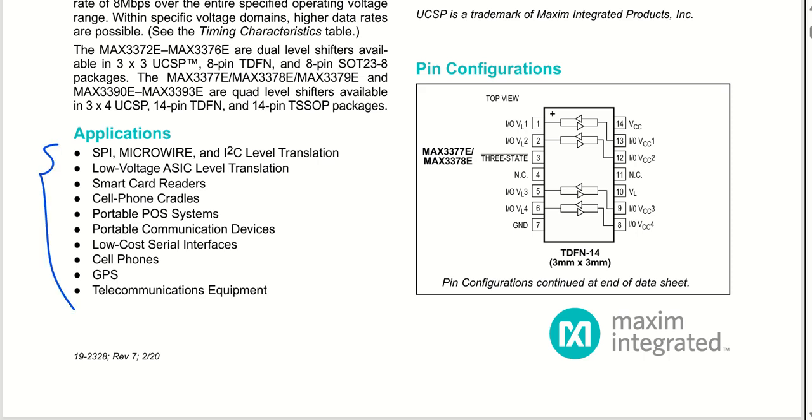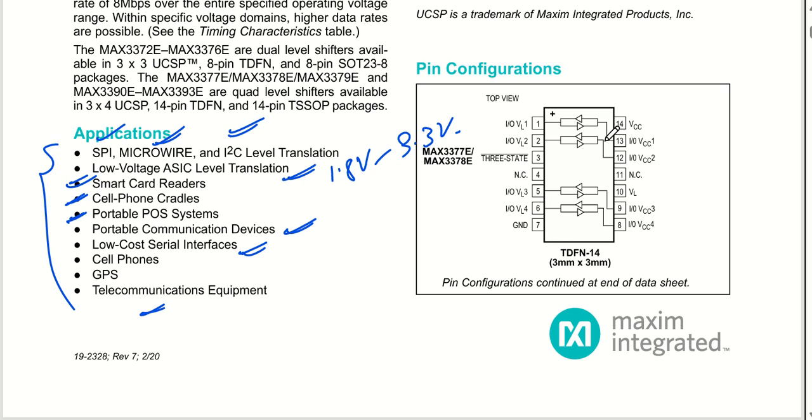Application wise, if you see, you can utilize this particular IC for your SPI signal translator, then Microwire signals, I2C signals. We have low voltage ASIC level translator where you need to have 1.8 volt to, let us say, 3.3 volt, or maybe 1.8 to 5 volt, something like that. We have smart card readers or cell phone cradles. We have portable POS systems, okay, point of sale systems and all is there. Then we have portable communication devices. We have low cost serial interfaces, just like that we explained to you. Then we have cell phones and all other things.